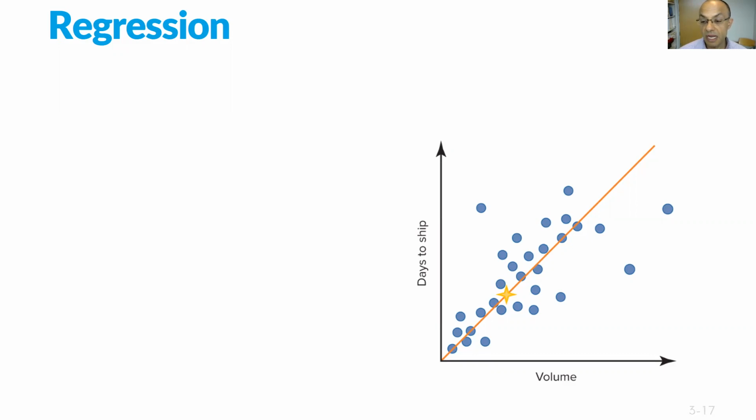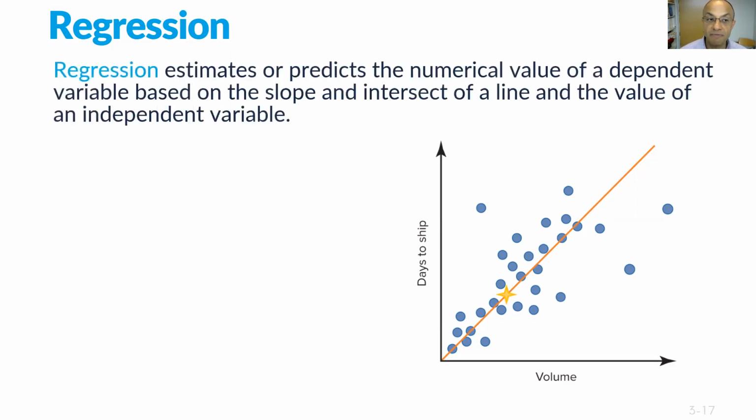And then we make a line between them to show what might happen in the future if the volume increases, how many days will it take to ship this volume. And from here we say the regression estimates or predicts the numerical value of a dependent variable, which is days to ship in our example, based on the slope and the intercept of the line, which you can see here, the diagonal line, and the value of the independent variable, which is the volume.